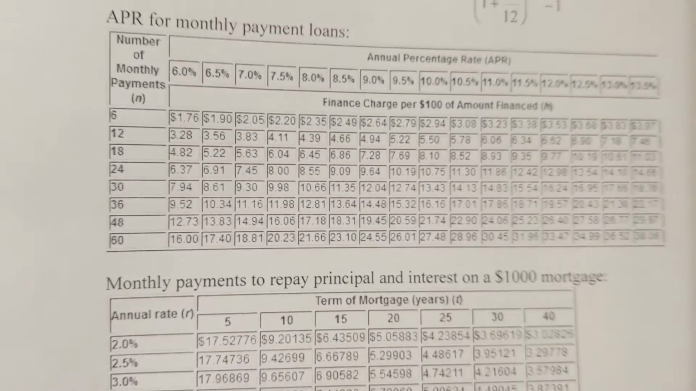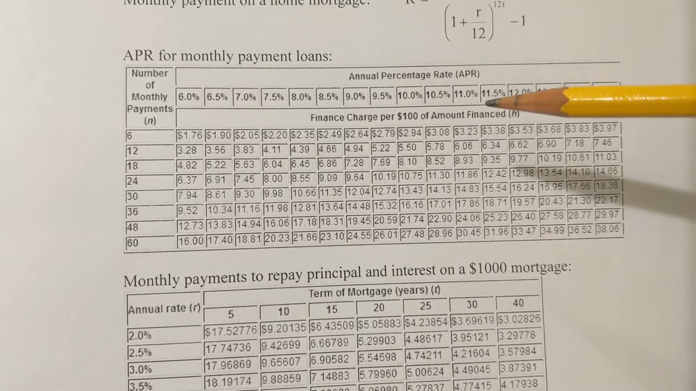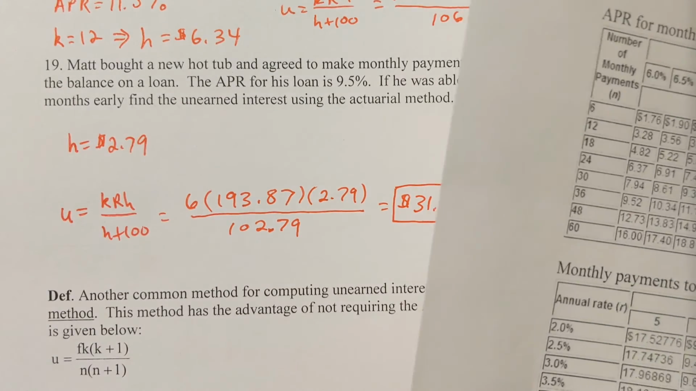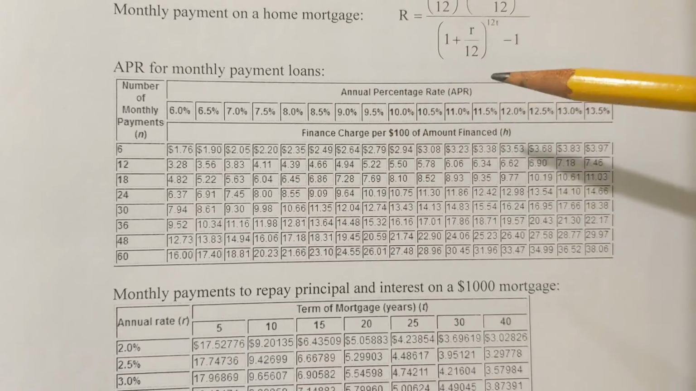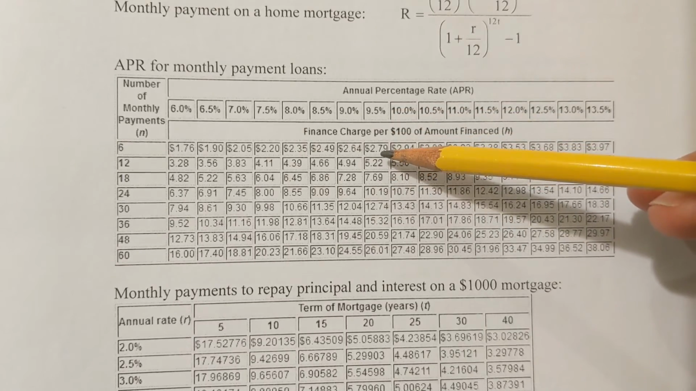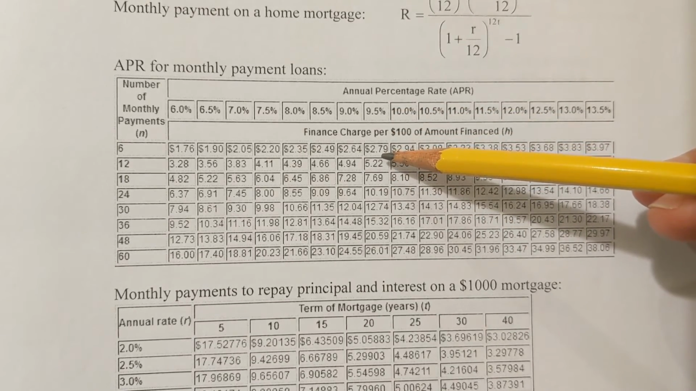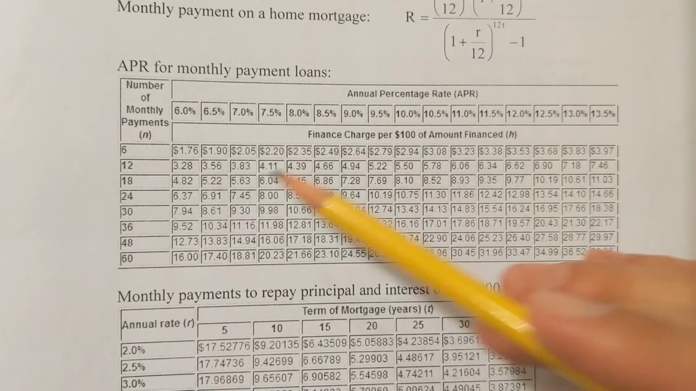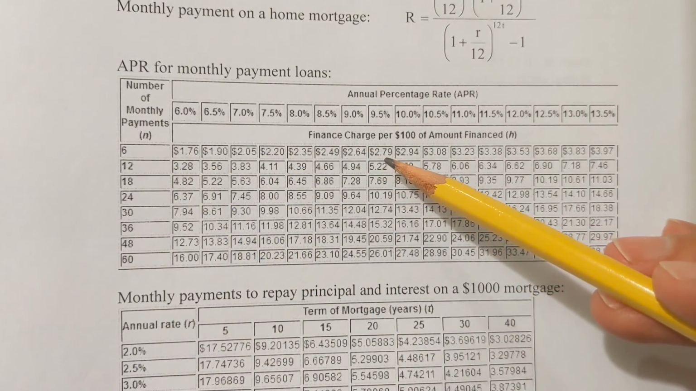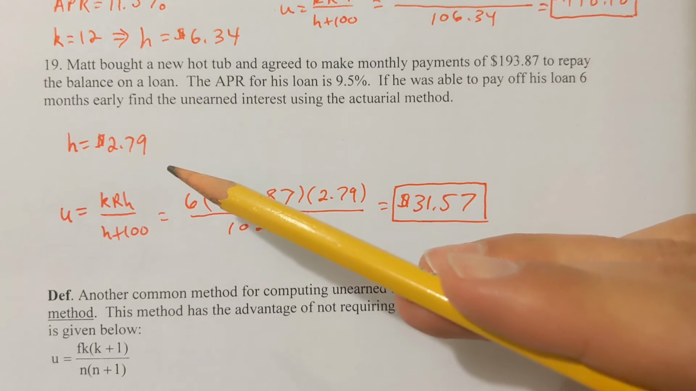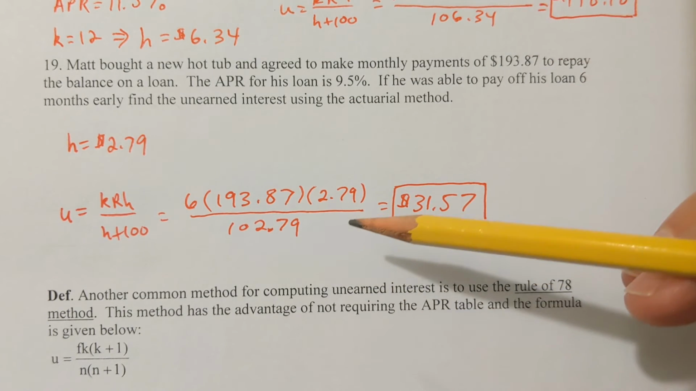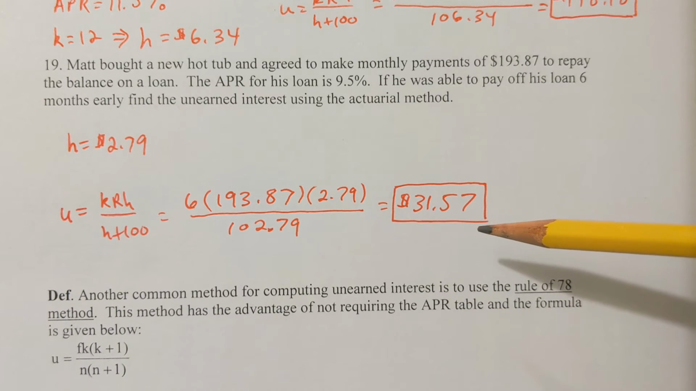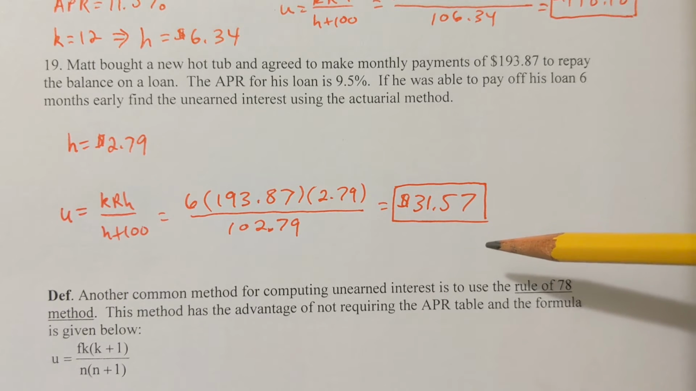So H, if I go to, let's see, it was 279, and I'm in the 9.5% column. So 279, 9.5%, looks like H should be 2.79, every six months early. So H is 2.79, and I'm going to be dividing by 102.79. So I end up getting $31.57 is how much money he's going to save by being 6 months early.